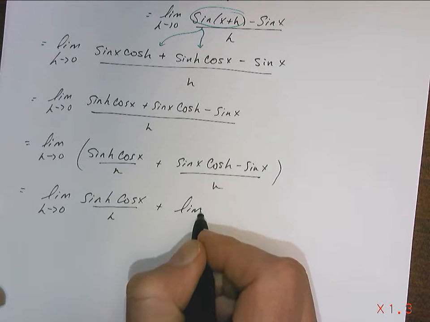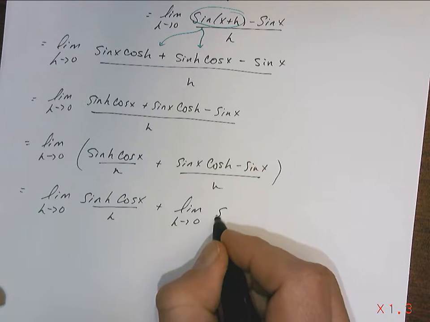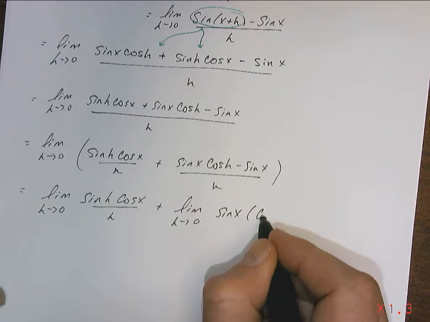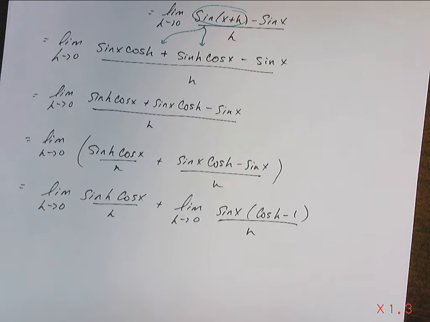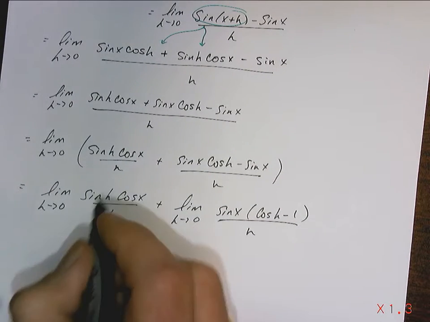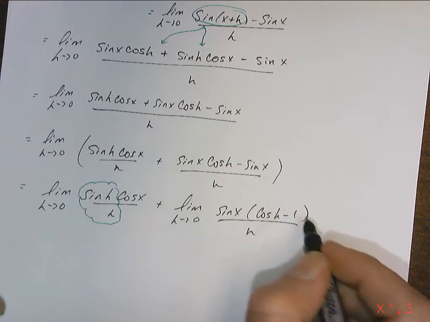And I'm thinking about taking the limit as h approaches 0. Do you see the sine x's here? I'm going to common factor them out. And it's going to be cos h minus 1 over top of h. Hey, hey, hey, do you see what I see?